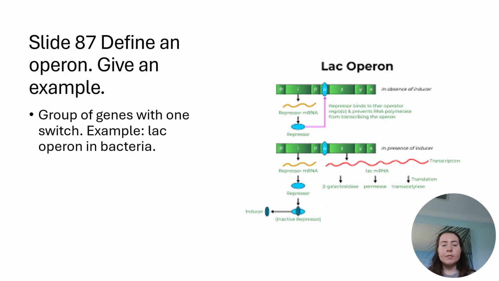87. Describe an operon. Give an example. Group of genes with one switch equals lac operon in bacteria, and the lac operon over there.